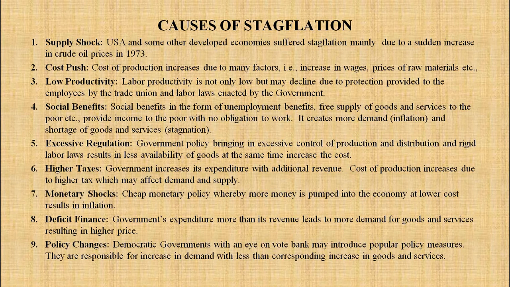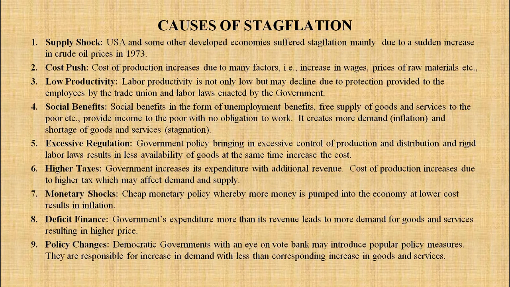Next, social benefits. Social benefits in the form of unemployment benefit, free supply of goods and services to the poor people, etc. provide income to the poor with no obligation to work. When people are getting free, they don't get incentive to work. So it creates more demand, that is inflation, and shortage of goods and services, that is stagnation.